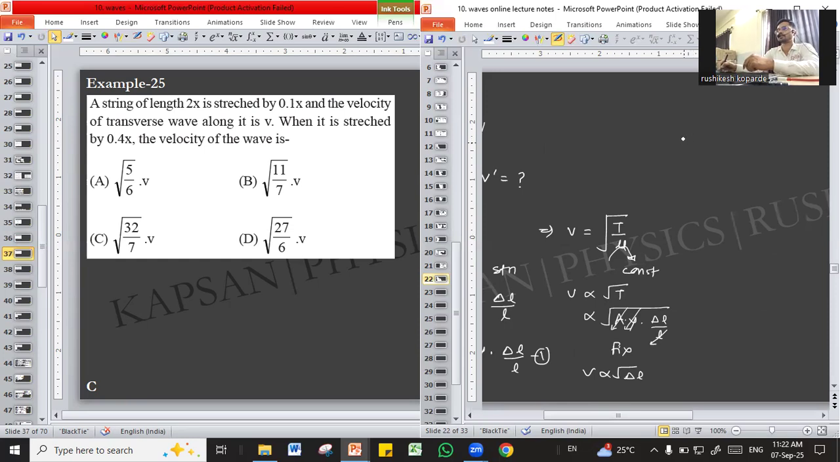What will be our answer in this case? V is proportional to the root of delta L. So V dash upon V is equal to the ratio of delta L in the second case upon delta L in the first case. Delta L in the second case is 0.4x, and in the first case it was 0.1x. So the ratio will be 2.